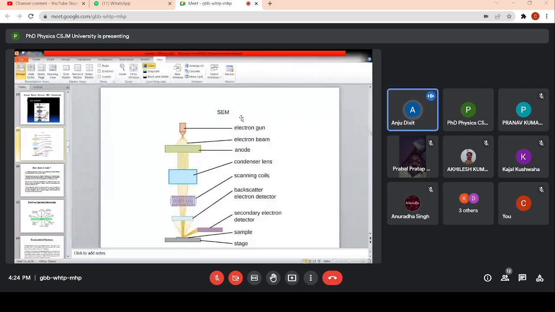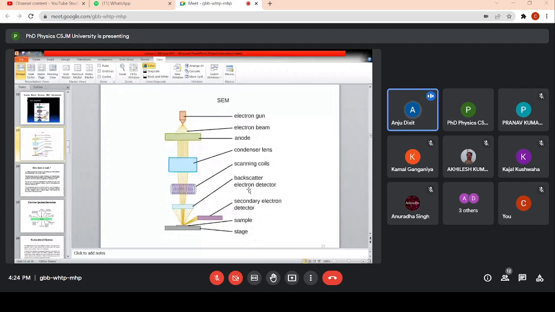So this is a more concise diagram of the instrument. The electron gun is there, the electron beam is produced, and this works as the anode. And then condenser lenses are there, scanning coils are there, and here the secondary electron detector, backscattered electron detector, and the sample stage are there, where we can place our sample. We can have the scanning electron images of several samples at a time.